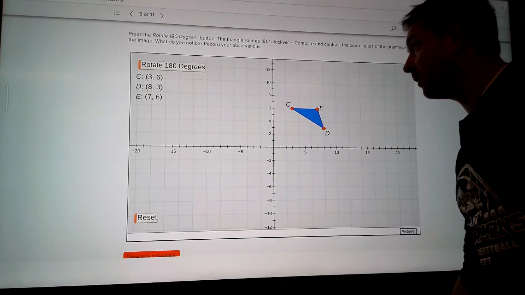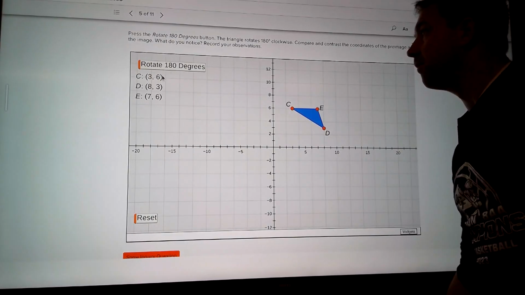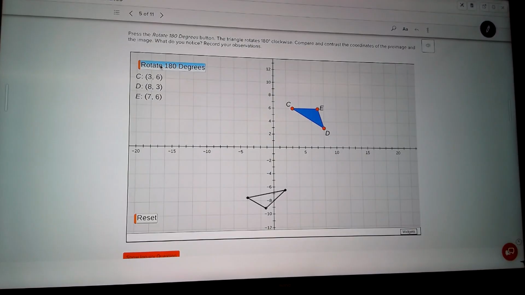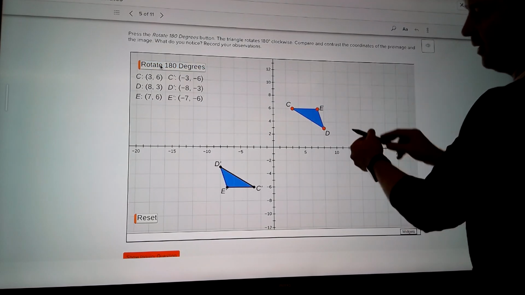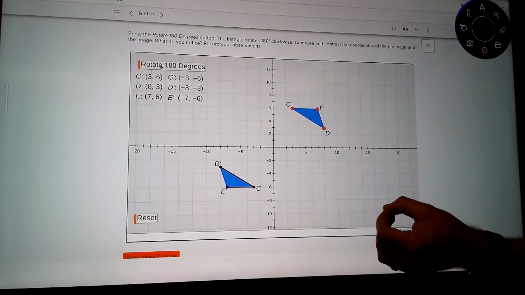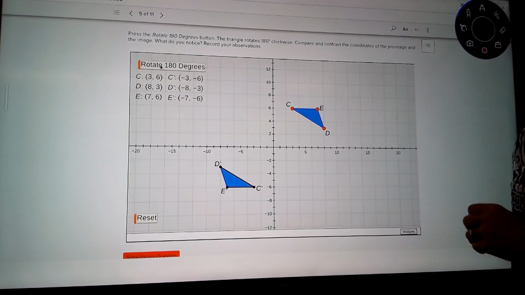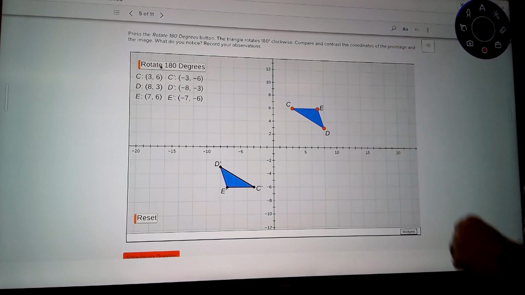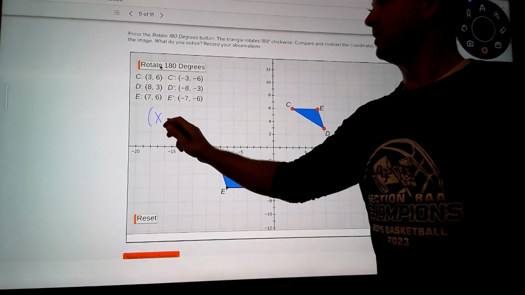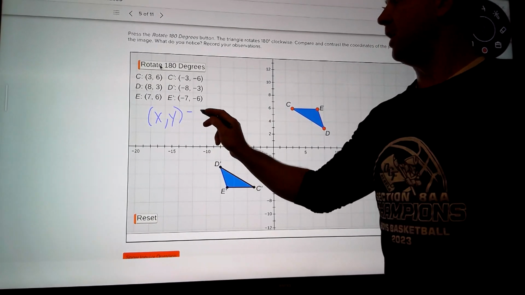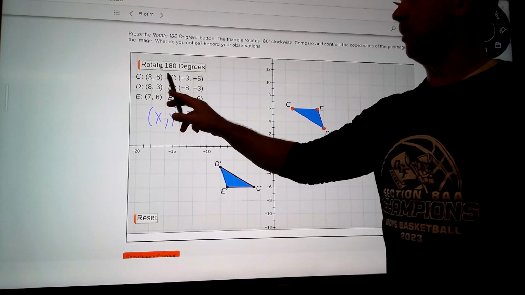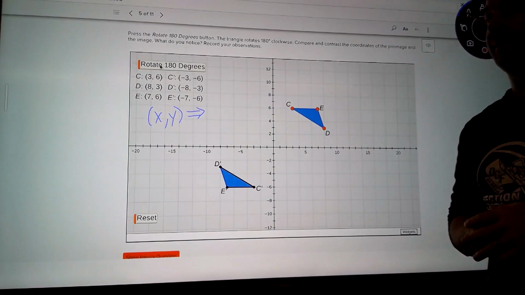I need to use my mouse. 180 spins all the way around. Now, let's compare the xy to the image xy. So let's look at pre-image to image. We go from C to C prime. It goes from my x, y, and it ends up going to what? What do you notice happened to both the x and the y?